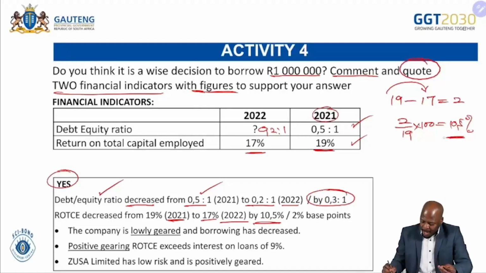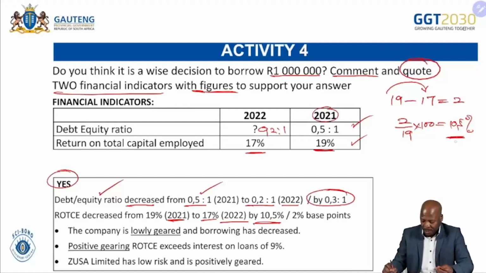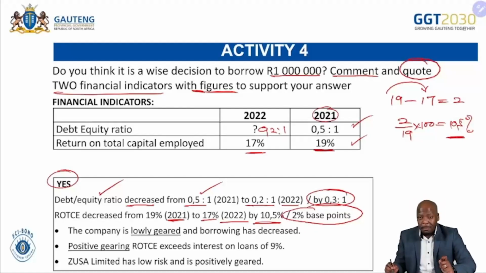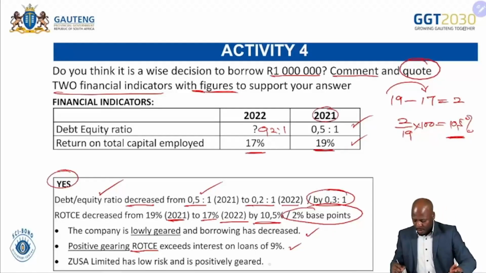You can't say it has decreased by 2%. It has decreased by 10.5%. Please get that aspect correct. It has decreased by 10.5%. If you are going to use the 2%, then you would say it has decreased by 2 percentage points. That is how you then explain it. The company is lowly geared and borrowing has decreased. And we also say there is positive gearing as our return on total capital employed exceeds the interest on loans of 9%. And then SUSA Limited has a low risk and there is positive gearing.